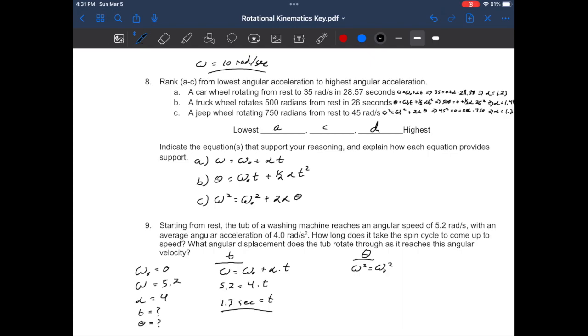I'm going to say omega squared is equal to omega naught squared plus 2 alpha times theta. Plug in our numbers. We've got 5.2 squared is equal to 0 squared plus 2 times 4 times theta. 5.2 squared divided by 8 is 3.38 radians.